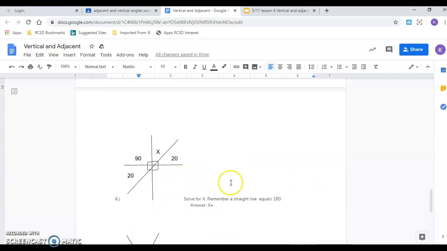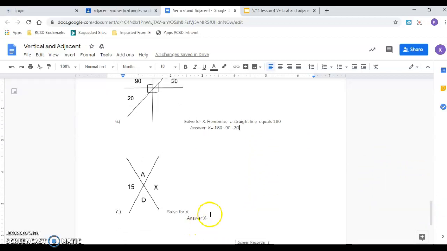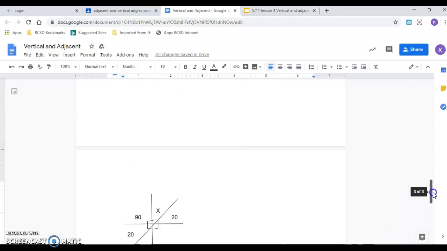And then here, okay, so solve for x. Remember, a straight line equals 180 degrees. So this line is 180 degrees. So I've got 90, x, and 20. How can I figure out how much that x is? I could write an equation, or I could think about it: I know that it equals 180. So if I take away that 90 and I take away the 20, I'm going to be left with whatever x is. Next one. You're solving for x for this one. Use your knowledge of vertical angles to determine what x equals. And then the next, that's the last one, that's it.